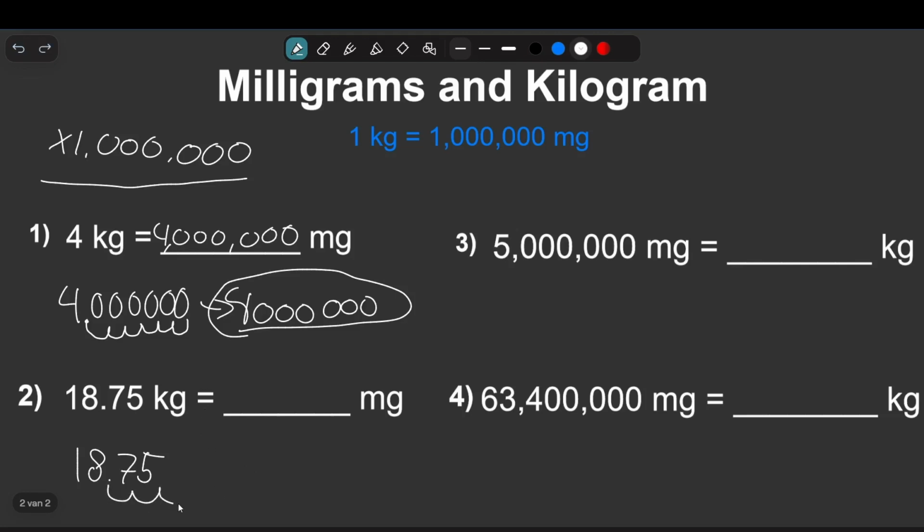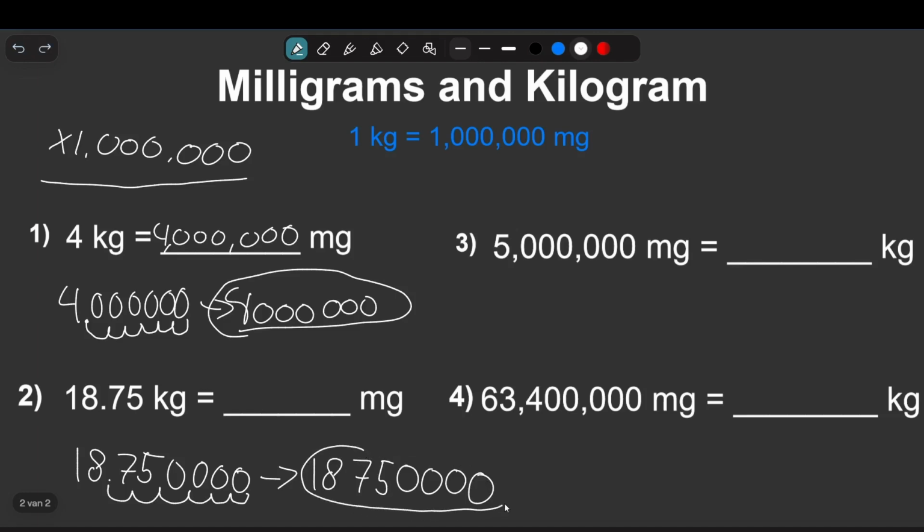Let's do that again. Make bigger spaces. 1, 2, 3, 4, 5, 6. Like this. Now, as you can see, you have 1, 2, 3, 4 empty spots, and you can just again fill these with zeros. Now we're going to rewrite it to the right over here. So now we have 18,750,000. Like this. And this will be our answer.